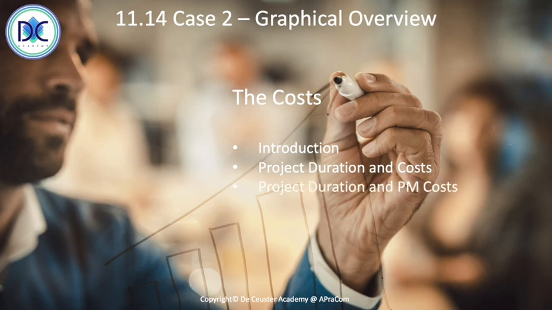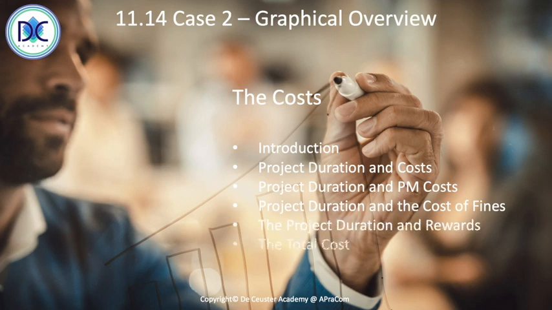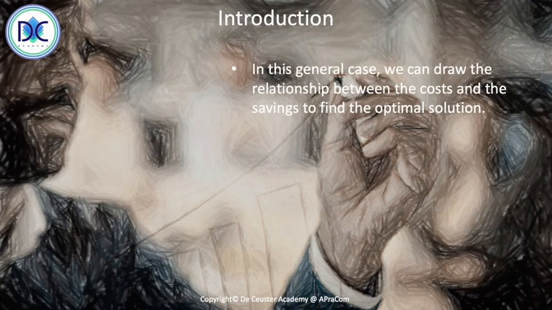Then we'll look at the project duration and the costs related to the duration. We'll look at the project duration and the project management cost. We'll look at project duration and the cost of fines, the project duration and the rewards. We have the total cost at the end, and finally we find the duration cost graph representing this information in an easy to interpret graph. So let's first have a look at what we're going to do in this video.